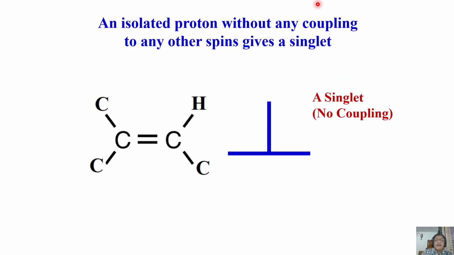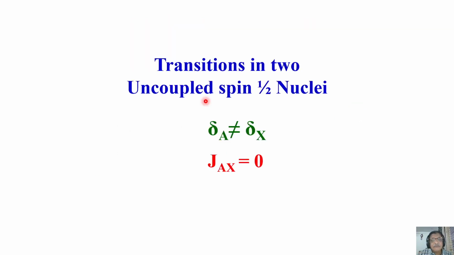This is a classical example I will give you. Take an isolated proton without any coupling to any other spins. Take a molecule like this, a hypothetical molecule I have generated. I have put a proton here, and a carbon with some X, Y, Z attached here. None of them is coupled to this proton. Then how many peaks do you get? Only one peak. It is a singlet.